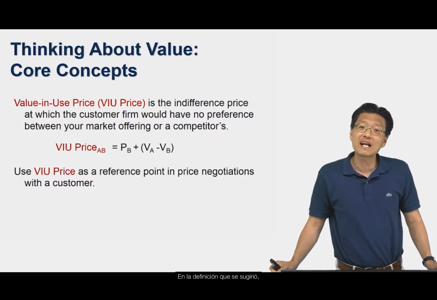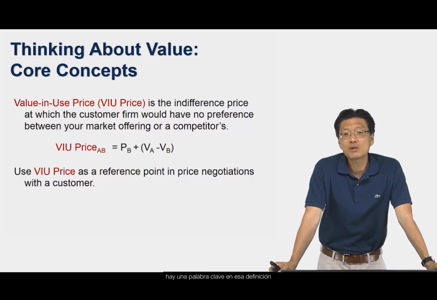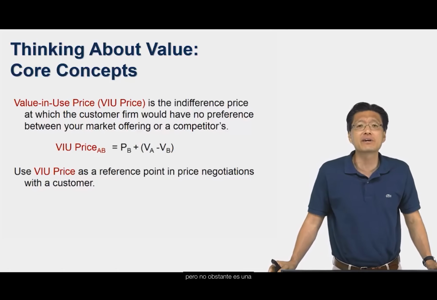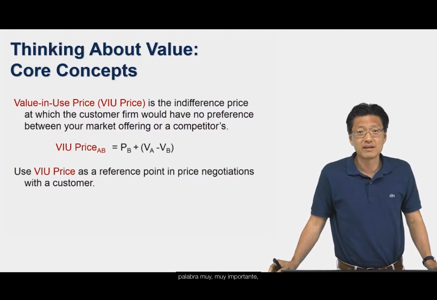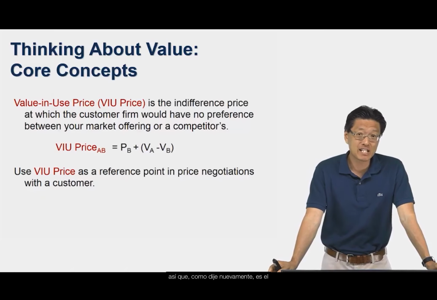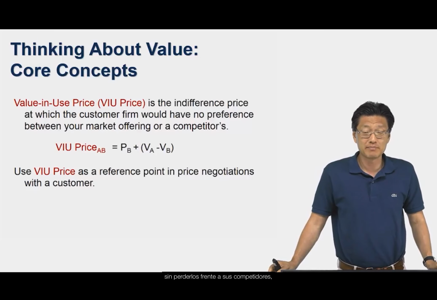In the definition that I just suggested, there's a key word that is kind of subtle. It doesn't stand out, but nonetheless, it's a very, very important word. Can anyone guess what that word may be? It's the word can. Like I said again, it's the maximum price that a firm can charge to its customers without losing them to its competitors.